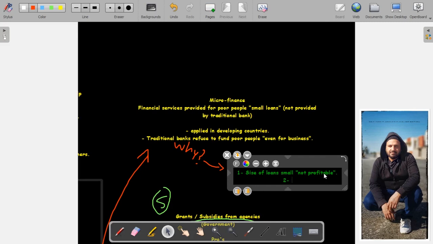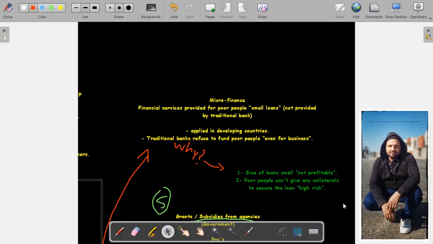Also, besides that, poor people cannot give any collateral to secure the loan. They don't have anything. They're poor. So this is why banks refuse to do that, because basically, guys, it's high risk, as I said, high risk to get the loan back. That's why they refuse to do that.